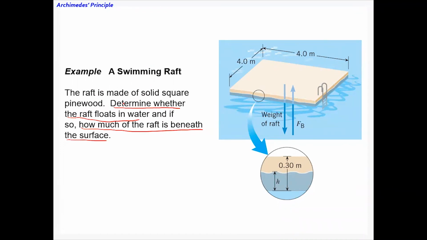So first of all, let's figure out whether the pine wood floats or not. Okay. If the pine wood floats, then the upward force, which is buoyant force, is equal to the downward force, which is gravity, right? If the magnitude of the buoyant force is equal to the magnitude of the gravity, then the raft floats, right? So let's find out how much is the buoyant force. Let's find the maximum buoyant force that the fluid can offer.